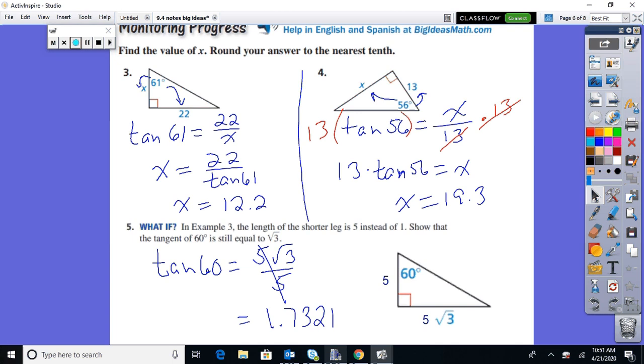Two examples, guys. So x is either going to be on the numerator or, like the example, in the denominator. So switcheroo if it's the denominator, multiply both sides if it's in the numerator.